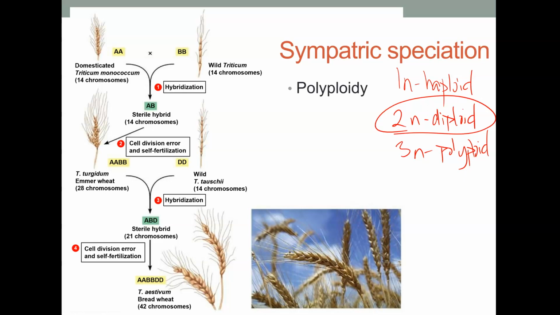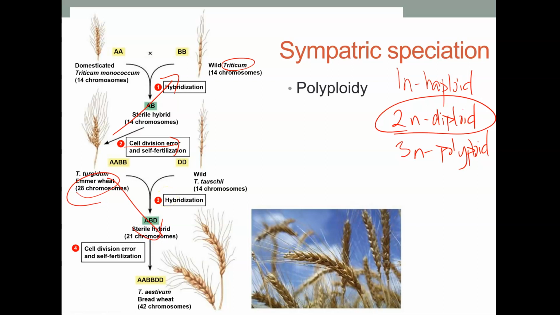So if we have an error occur, so we have, this is wheat, Triticum is the scientific name for wheat. And so we have these two wheat species, or wheat plants, these individuals, and they produce an offspring that has too many chromosomes. And it turns out that this plant can then self-fertilize, and we get a new species just like that. And because, again, remember, this guy can't interact with any of the other plants.